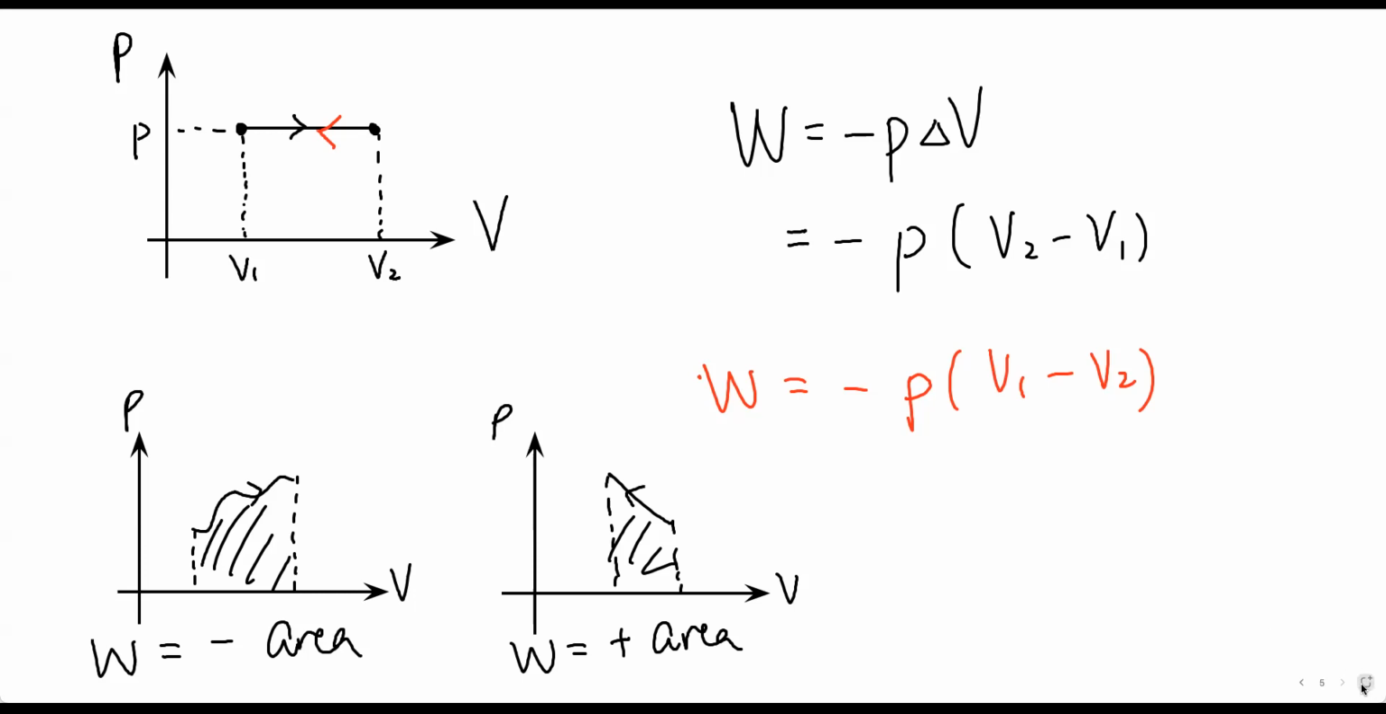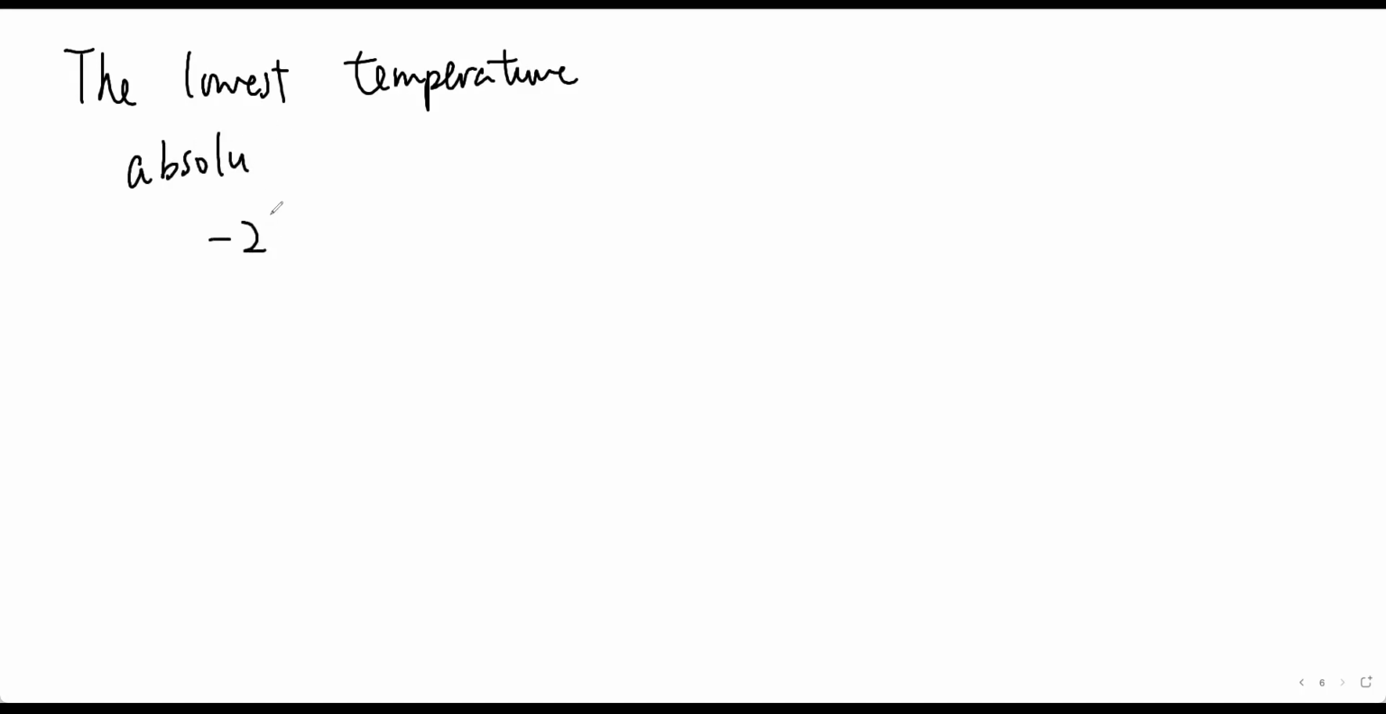But the last thing in this chapter is, I think you still remember it. Do you know what is the lowest temperature? Yeah, it's called absolute zero. That value is -273. That's what you remember in GCE. But in A level, you need to remember -273.15 degrees Celsius.